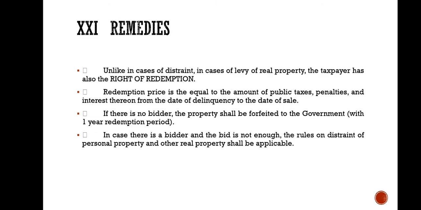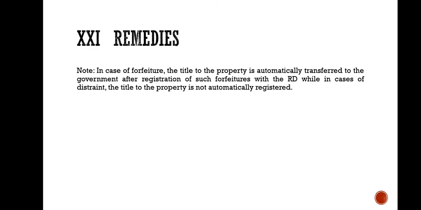In case there is a bidder and the bid is not enough, the rules on distraint of personal property and other real property shall be applicable. You have to take note that in case of forfeiture, the title to the property is automatically transferred to the government after registration of such forfeiture with the revenue district, while in cases of distraint, the title to the property is not automatically registered.